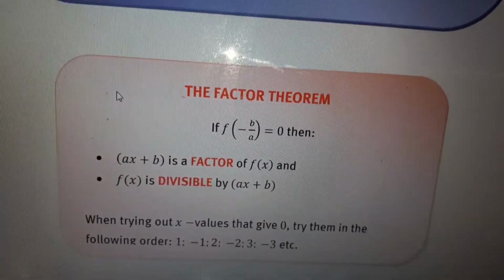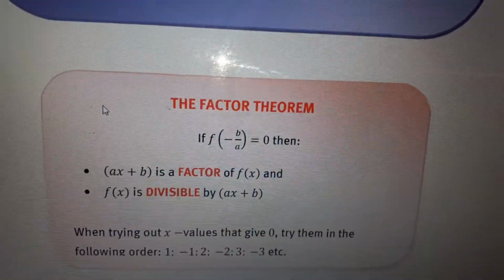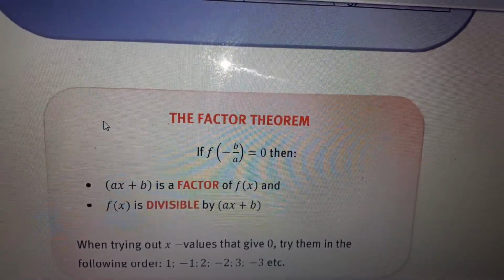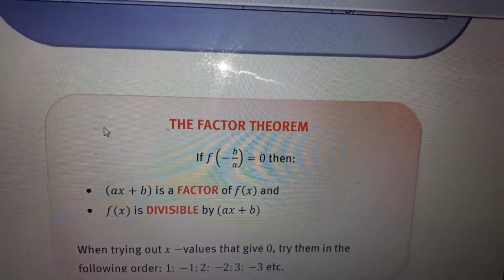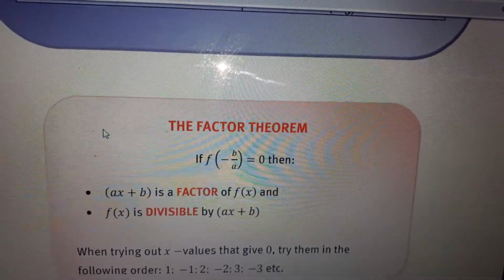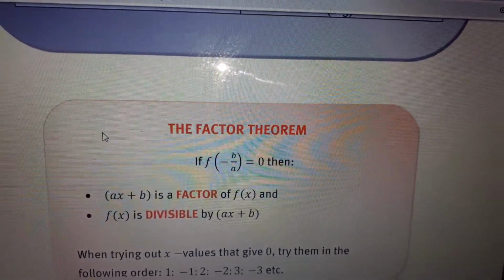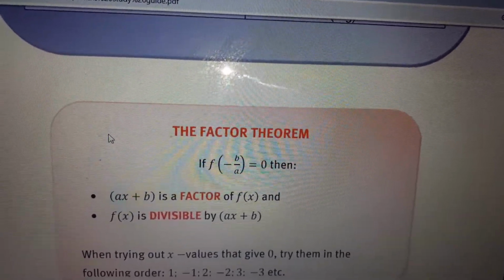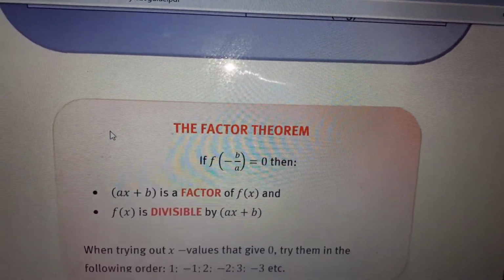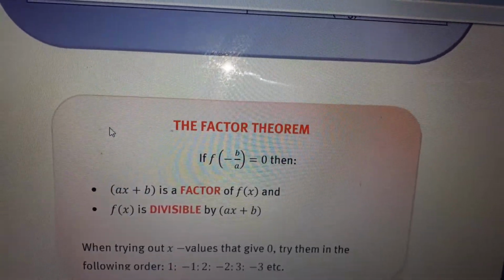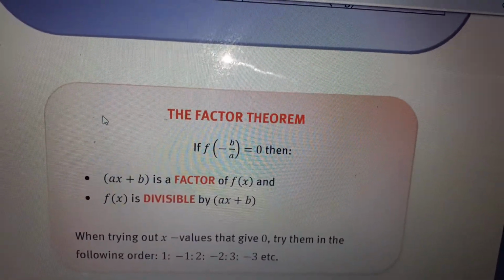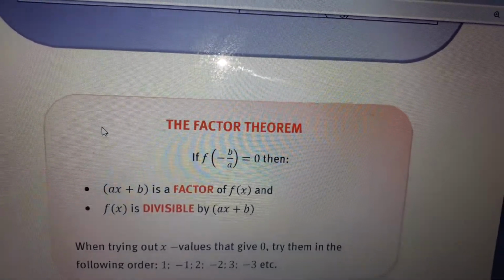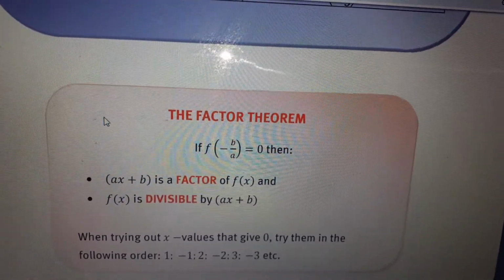Another important theorem is the factor theorem. If f of minus b over a is equal to 0, then ax plus b is a factor of f of x, and f of x is divisible by ax plus b. So when trying out x values that give 0, try them in the following order.